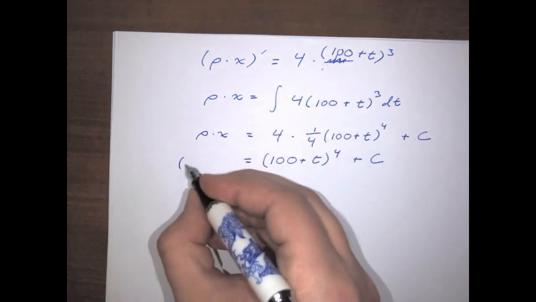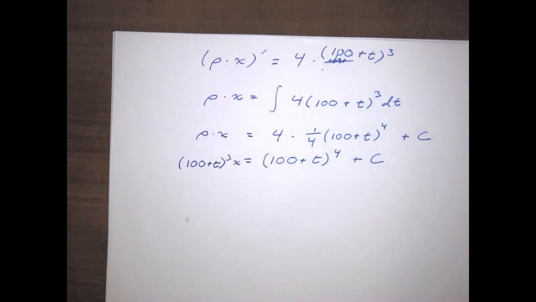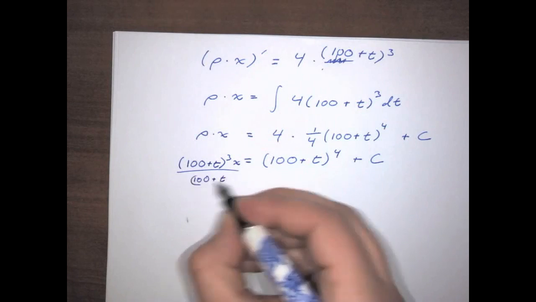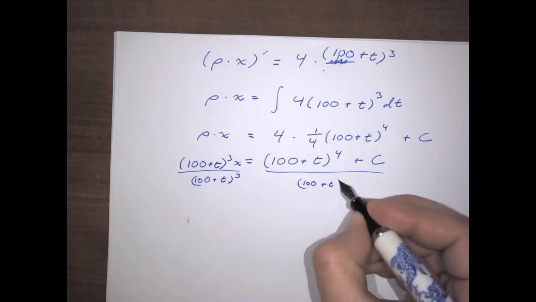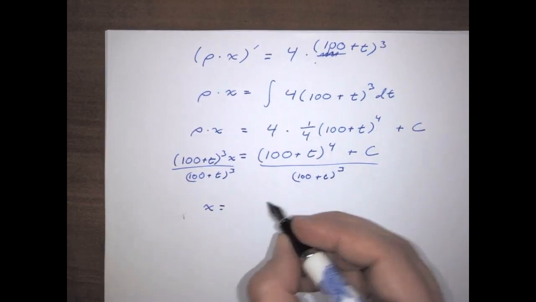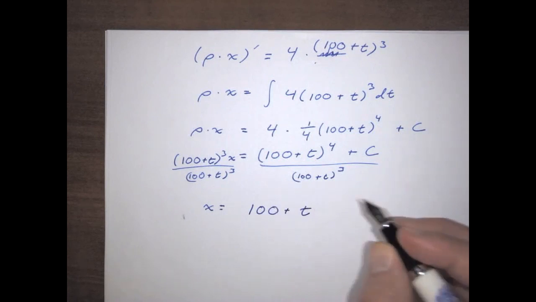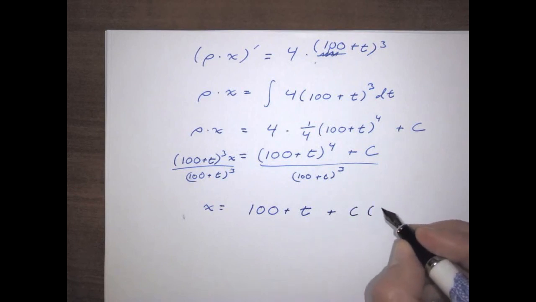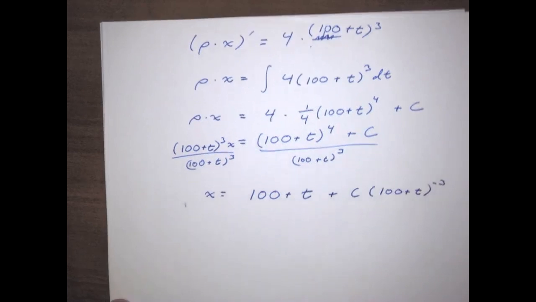But over here, this is what rho times x looked like, but what was rho? 100 plus t cubed times x. And so if I divide both sides by the 100 plus t cubed, then I'll just get an x on the left, and on the right, what I'll have, if I distribute here, is just going to be 100 plus t plus c times 100 plus t to the negative third.